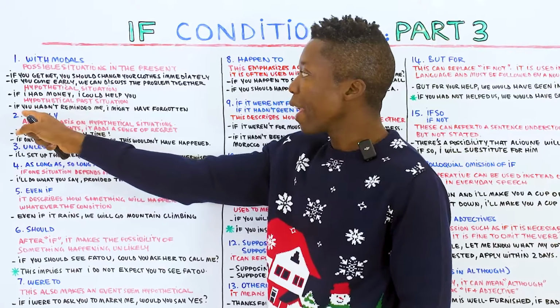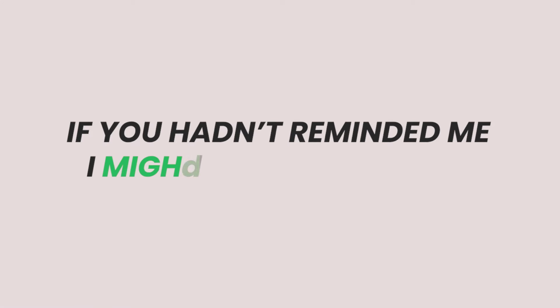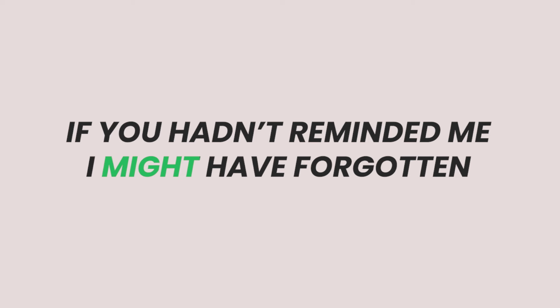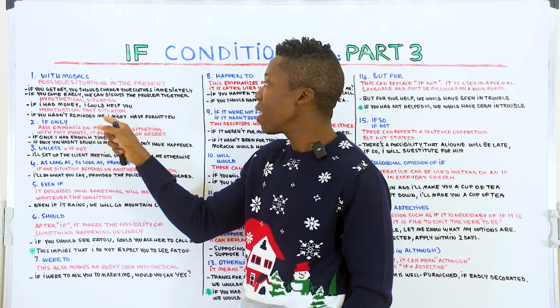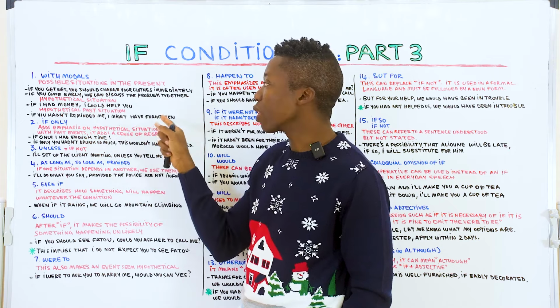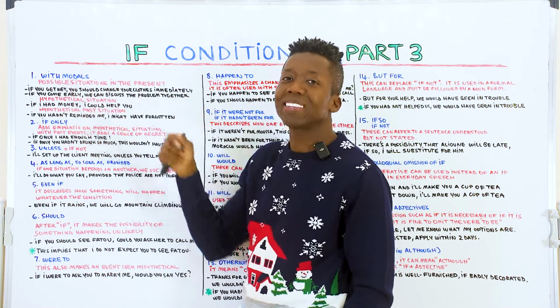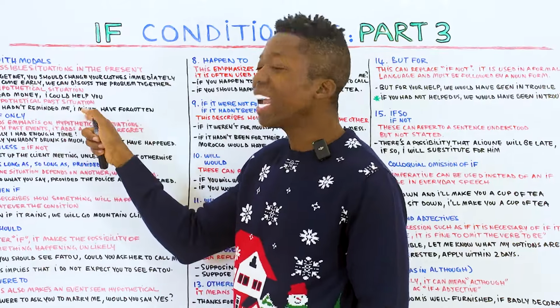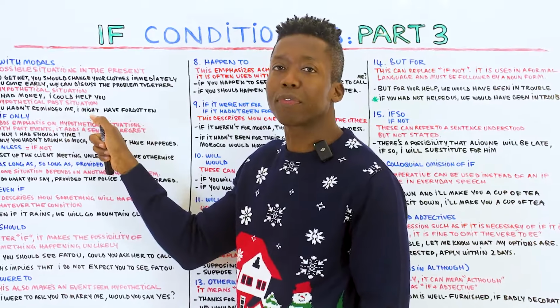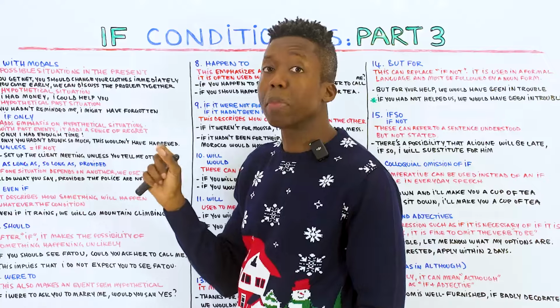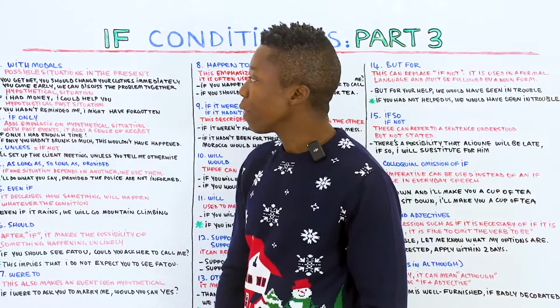We also use modals with hypothetical past situations. For example, if you had not reminded me, I might have forgotten. If you hadn't reminded me, I might have forgotten. The might here is the modal verb, and it is the past form of the verb may, or the modal may. All right? Very good.